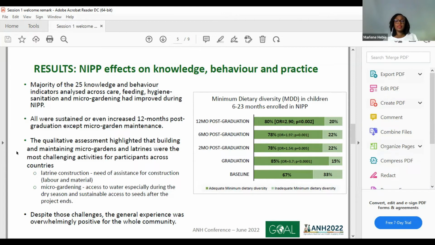And in relation to the latrine construction, the main challenges were around assistance for construction, so in terms of labor and materials. And in relation to microgardening, main challenges were related to access to water, especially during the dry season, although we are talking about home gardening activities or community garden activities. And the second challenge was related to the sustainable access to the seed after the project ends, although they were trained on harvesting and reusing the seeds. But despite all those challenges, the general experience was quite positive, not only for the caregivers directly involved in the program, but also for the whole community.